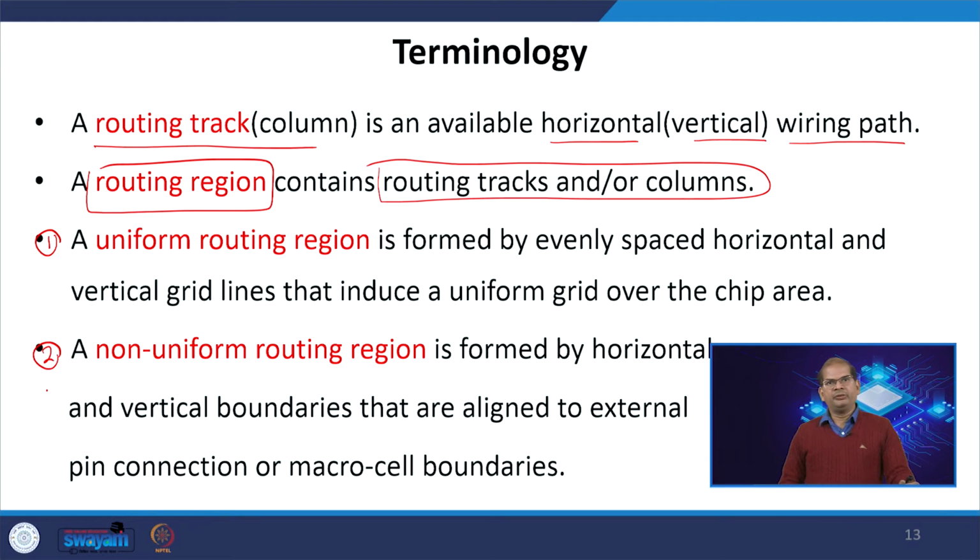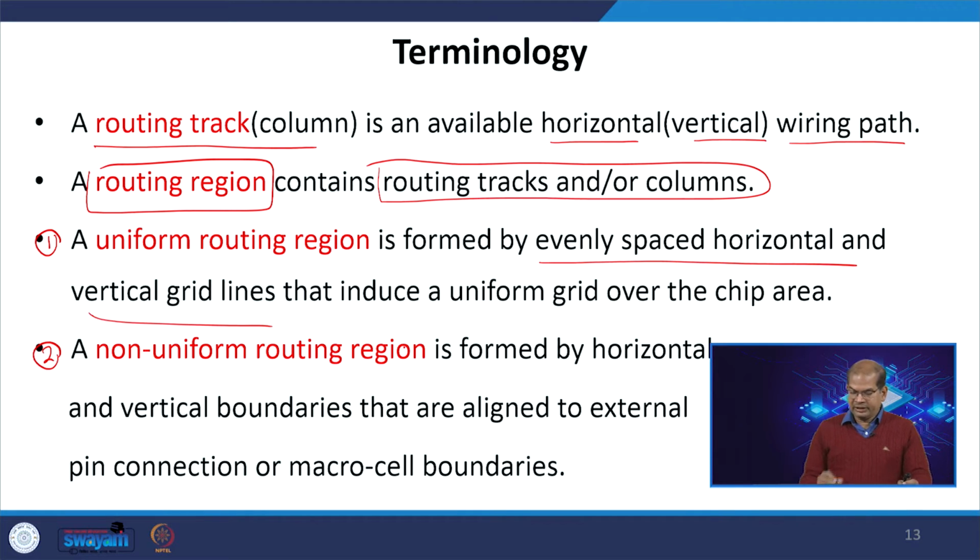A uniform routing region is defined by evenly spaced horizontal and vertical grid lines that induce a uniform grid over the chip area. So, whenever we look at the standard cell based design style, uniform routing regions are used, which have a predefined routing area, and the routing area is evenly spaced.